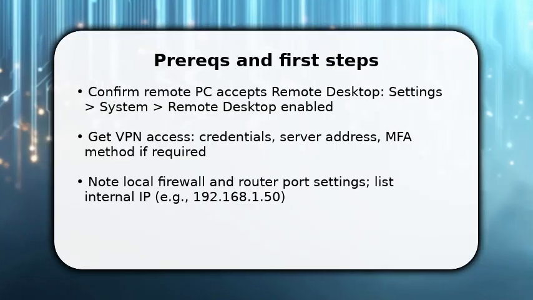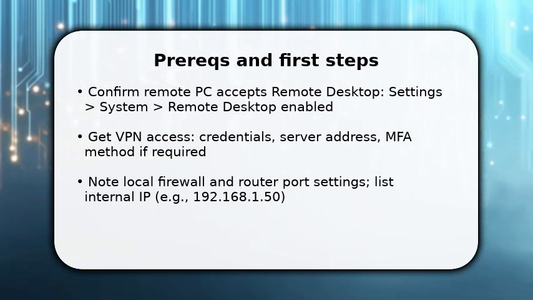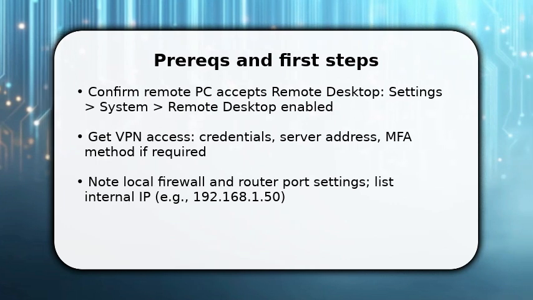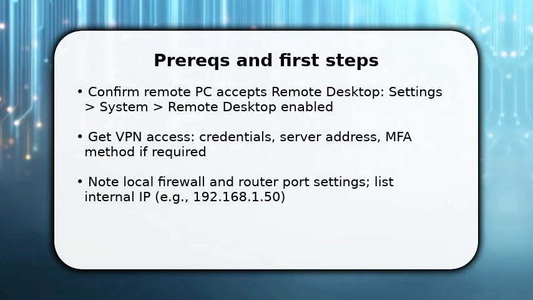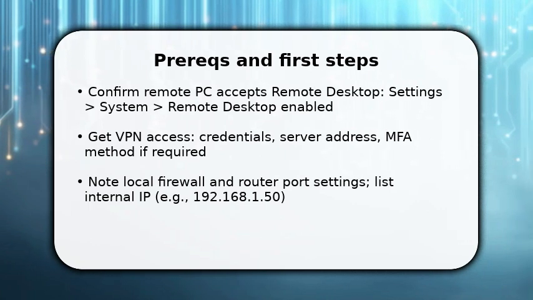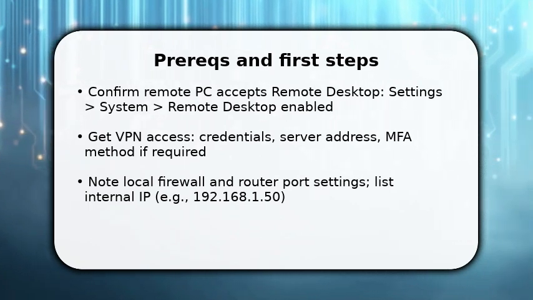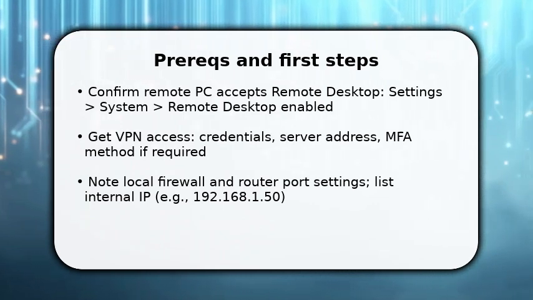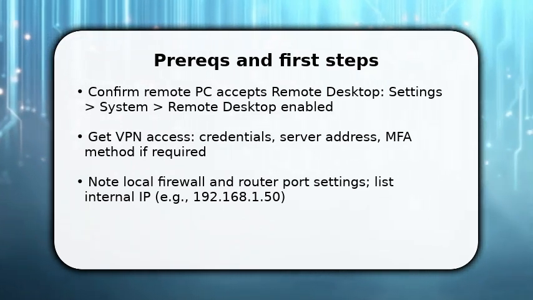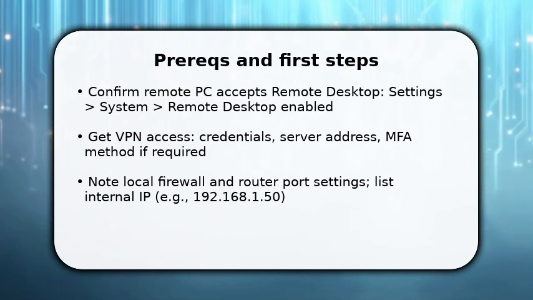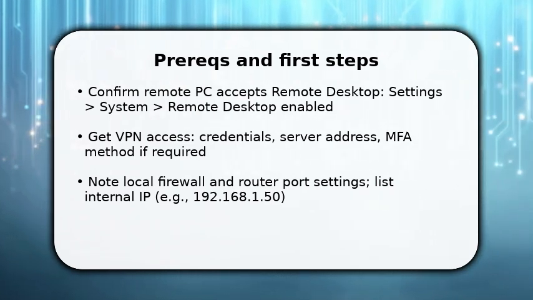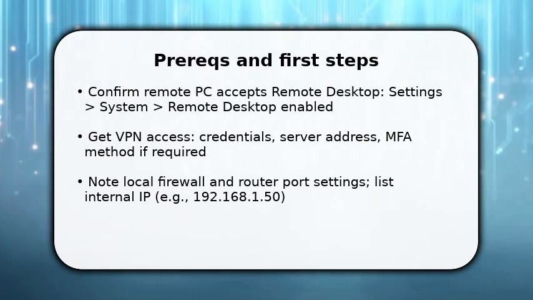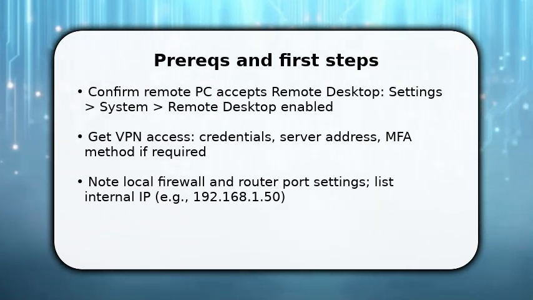You start by verifying prerequisites and taking the first actionable steps. Enable remote desktop on the target machine and record its local IP address, because you will need it once the VPN tunnel exists. Next, obtain VPN credentials and server address from your admin. Enroll in MFA if required. Once done, check your local firewall rules and ensure outbound VPN traffic is allowed. These steps prevent wasted effort later and let you proceed straight into establishing a secure tunnel.